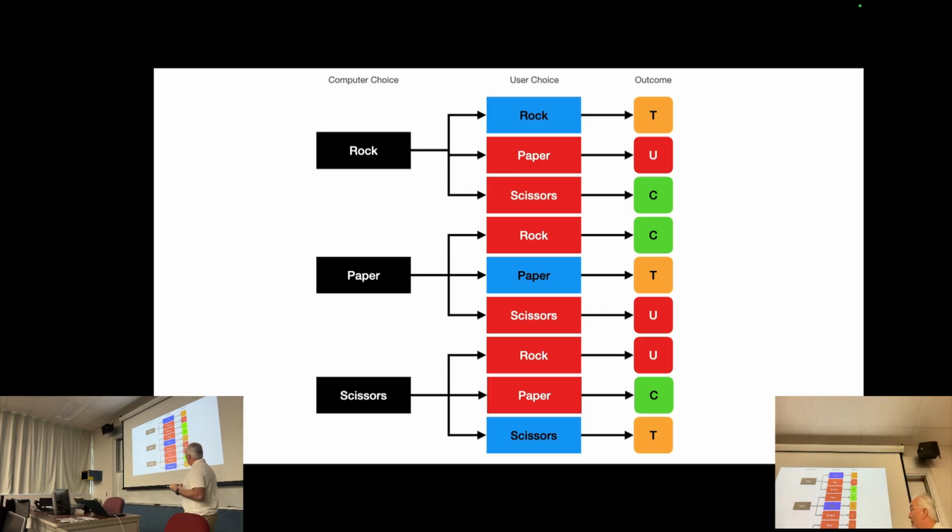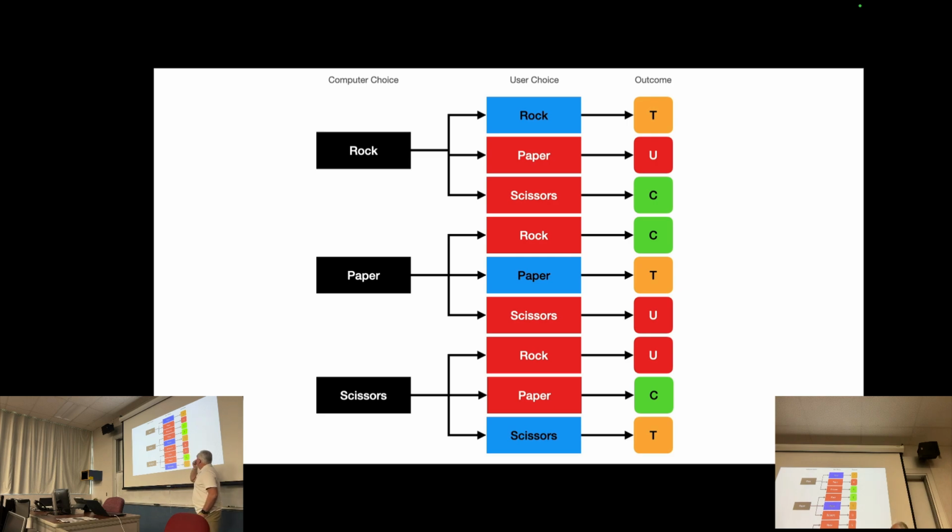Okay? So there are 9 different possible combinations of those things. 3 squared, right? If you have two different people, the computer and the user each choose from three. That's 3 squared, which is 9. But when you boil it down, there's really only 3 possible outcomes. There's a tie, there's a user win, or there's a computer win.